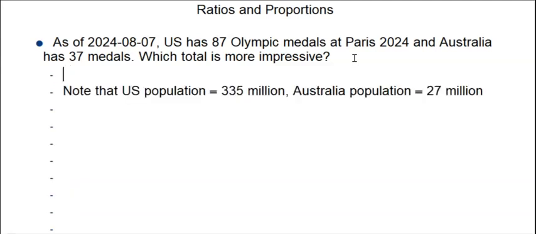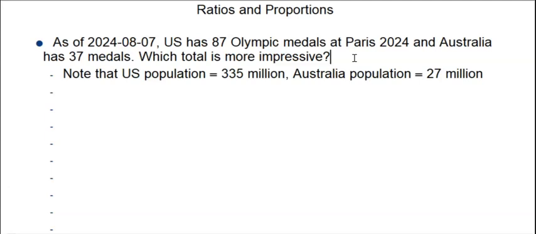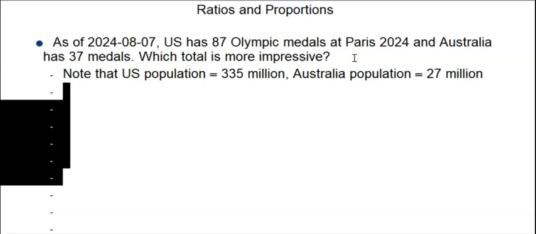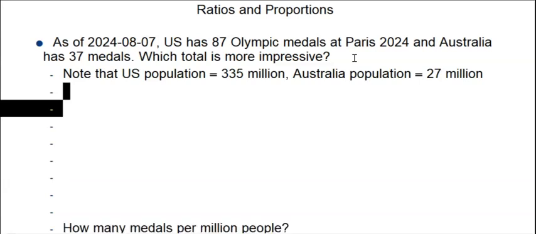in the populations. The US population is 335 million. Australia is only 27 million people. That's a lot smaller. Immediately, we can see, at least qualitatively, that it totally flips it. But we'd like to make that a little more quantitative, a little more careful, and say we're doing some sort of ratio comparison.